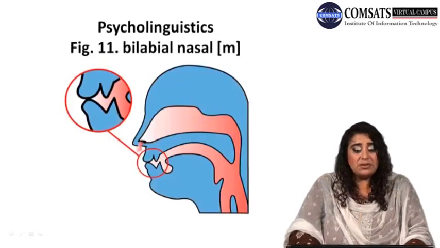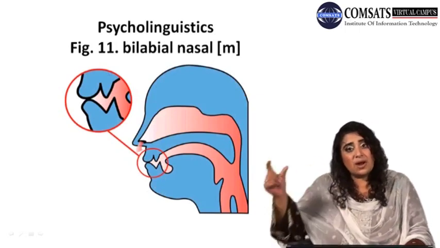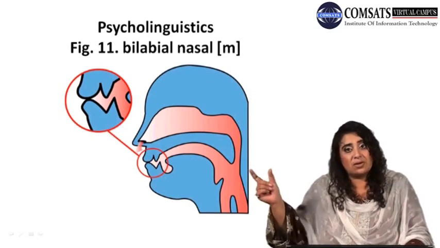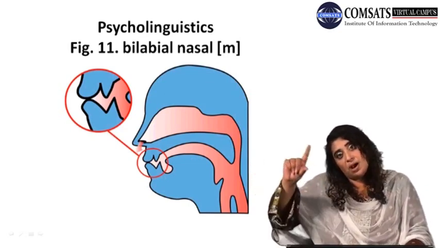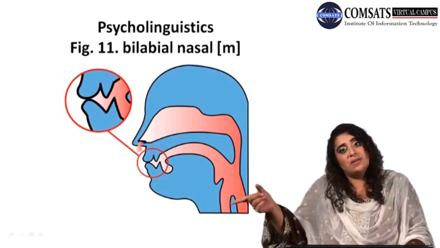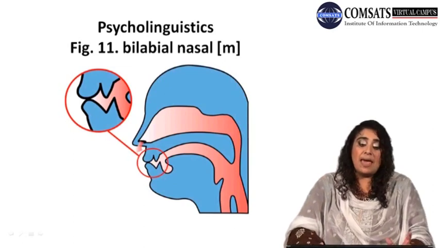Now bilabial nasal, M: you see how it's coming out of the tract, like there is the vocal tract going and then there is the nasal tract on top. So out of the vocal tract, the air pressure is going up and then releasing from the nasal. That is creating the bilabial nasal M.